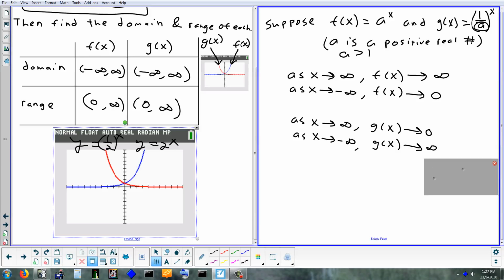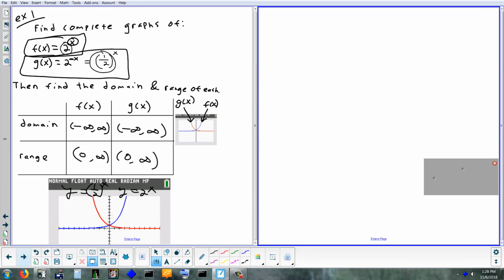So what do you think controls whether something is going to grow as you go to the right or decay as you go to the right? Because we have an example of each. Can we kind of summarize that? Yeah. The base. The base is in control of whether you have growth or decay. And what value do you think is going to be the dividing point between, okay, if you're bigger than this, you get growth, less than this, you get decay? Yeah. 1.